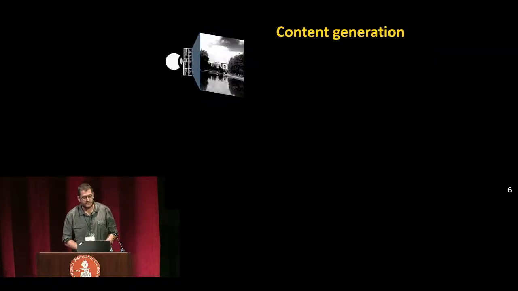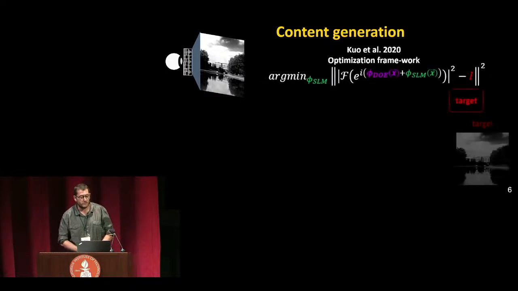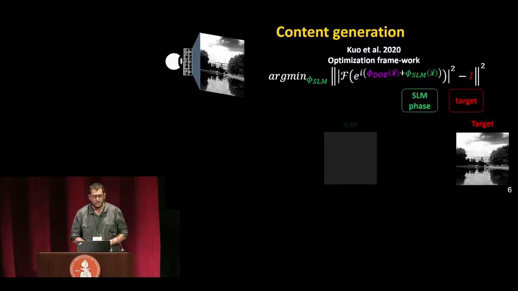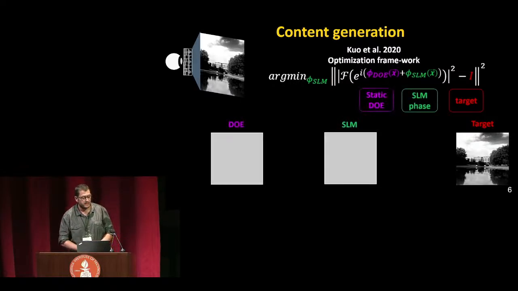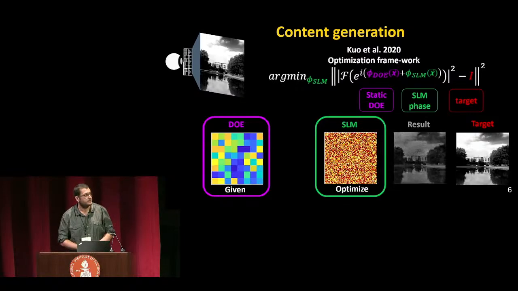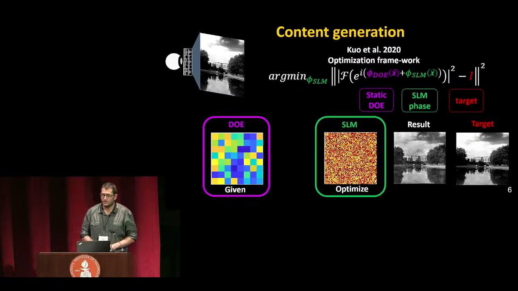So in order to answer these questions, let's start by reviewing how SLM content is designed. In our work, we rely on the framework of Attal, where the observed image is generated in the Fourier transform of the multiplication between the SLM and the DOE mask. So, given a target image and a fixed DOE, you optimize a phase mask to display in the SLM such that the magnitude of its Fourier transform best approximates the target image.